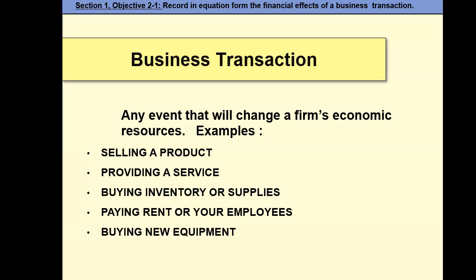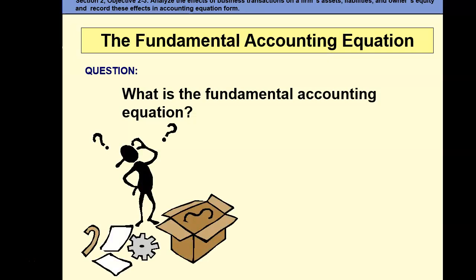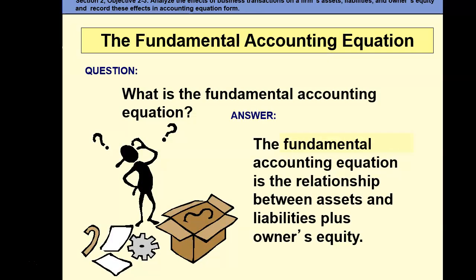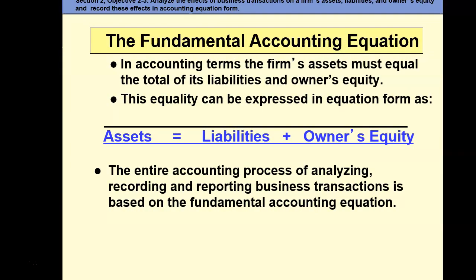One way to record these examples, such as buying equipment, is to use what's called the fundamental accounting equation. This is an equation that shows the relationship between what's known as assets, liabilities, and owner's equity. When we look at the fundamental accounting equation in totality, the equation says assets equal liabilities plus owner's equity. The accounting equation must always be in balance.